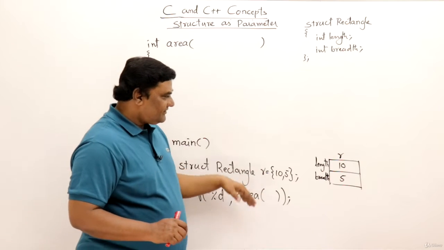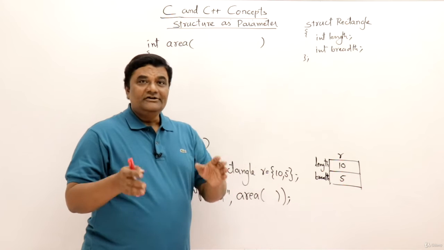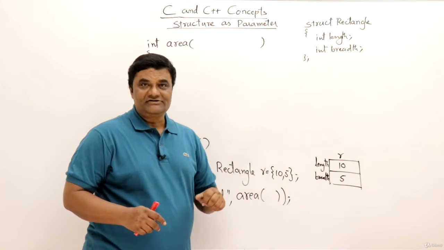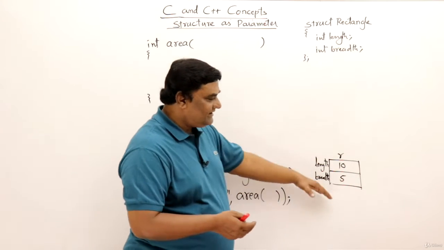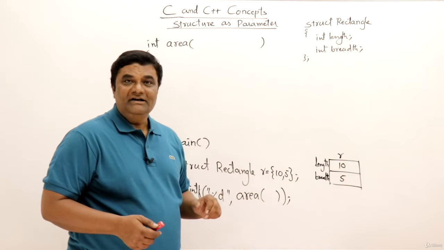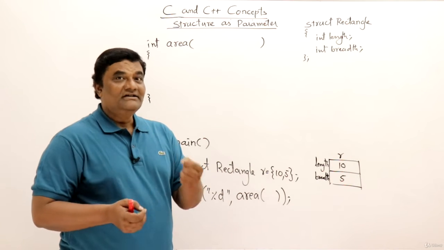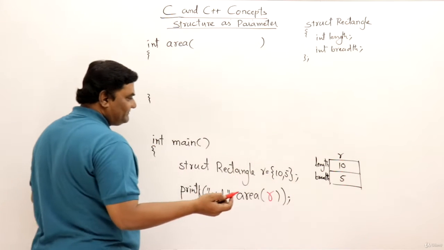Now what should I pass from here? Shall I pass length separate, breadth separate? No need. You can send the structure itself. Yes, that is the benefit of structure. You can send the structure itself and the structure is carrying length and breadth. So both will be passed as a parameter, as a single variable, single data member. So write R here. So the structure is passed as a parameter.